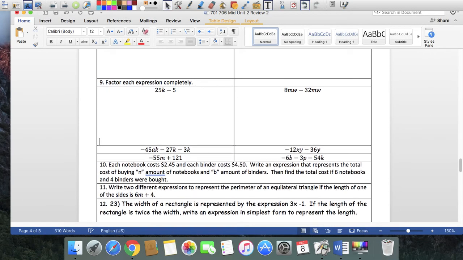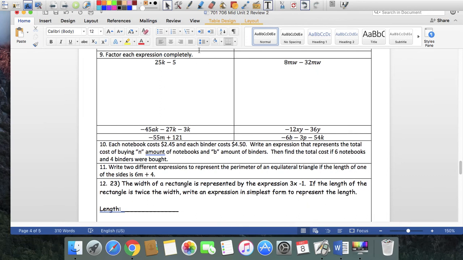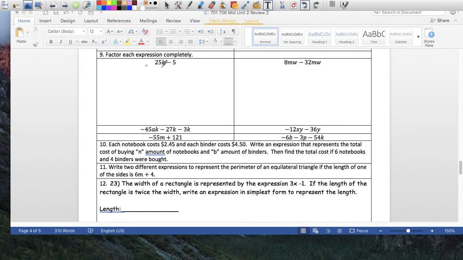Factor completely. So again, if you're having difficulties with the ones that we have to factor out, also pull out the common variable. I will discuss it on Monday a little bit more. Here, this one is easy. 5 goes into 25 5 times, minus 1. So to factor this out, it would have been 5k minus 1. I can double check, and that equals my original expression.